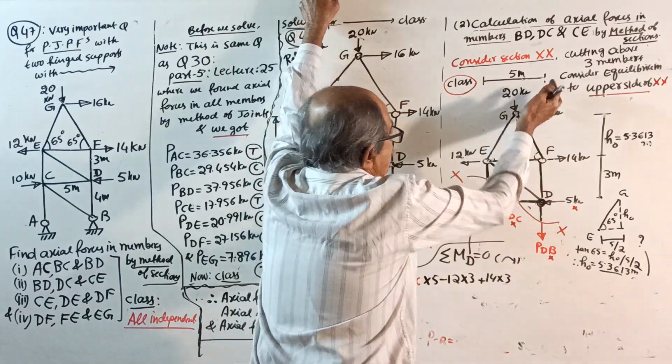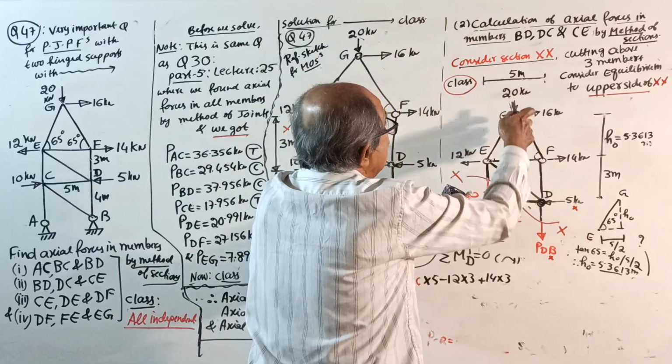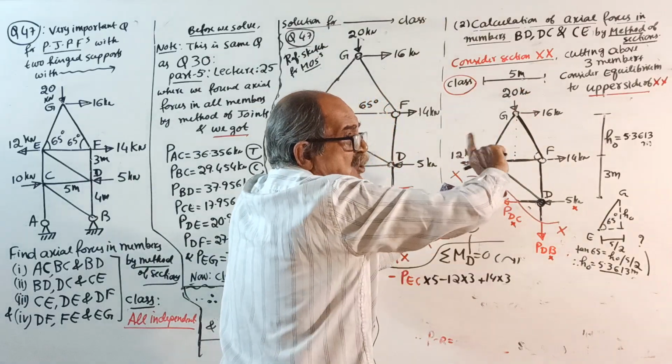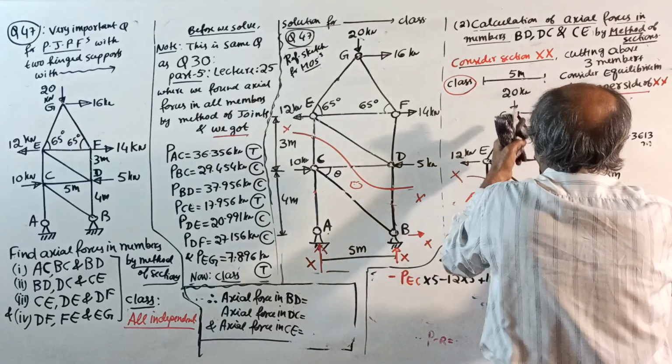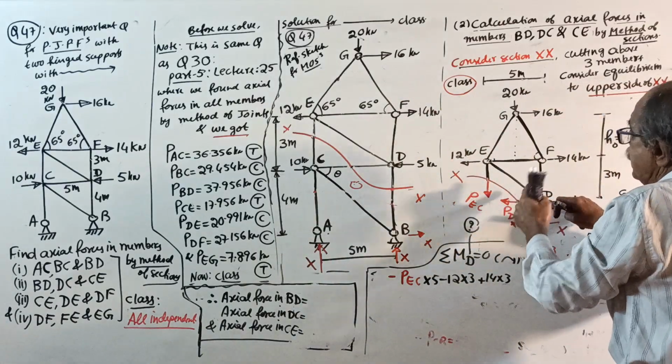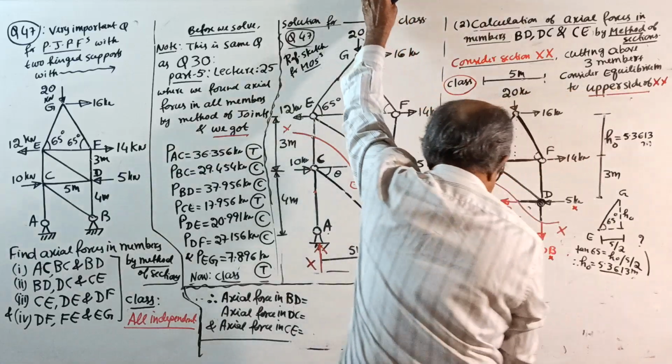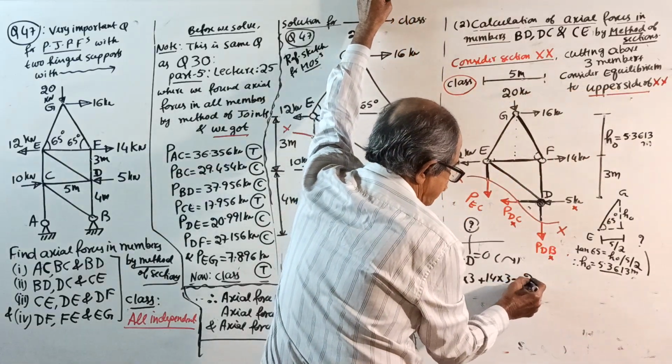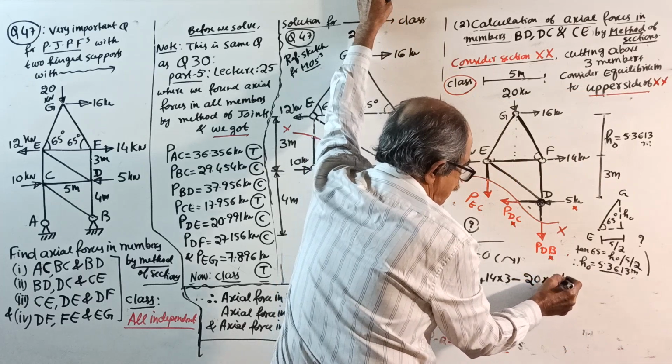Then moment about this point. When you took it last time, 20 into 5 by 2 was clockwise. But about this point, 20 into 5 by 2 is anti-clockwise. Be careful. Minus 20 into 5 by 2.